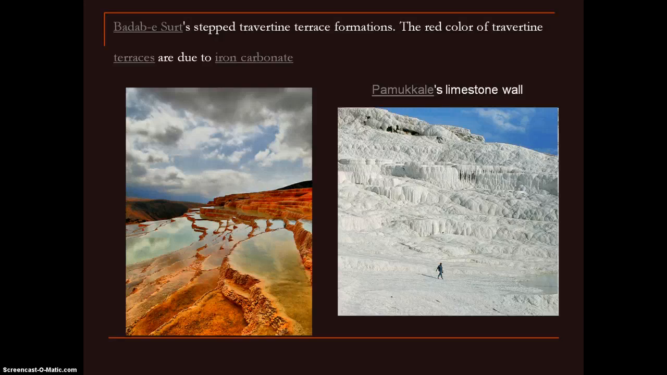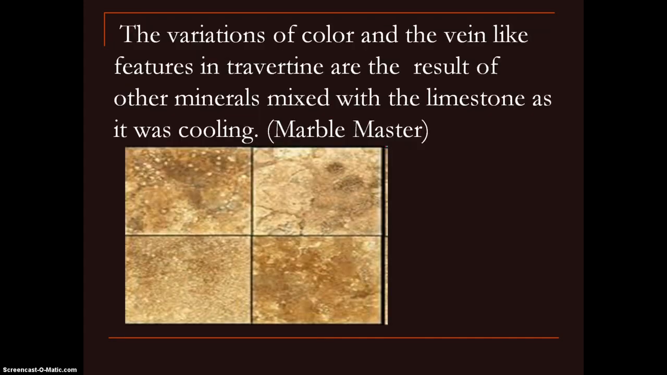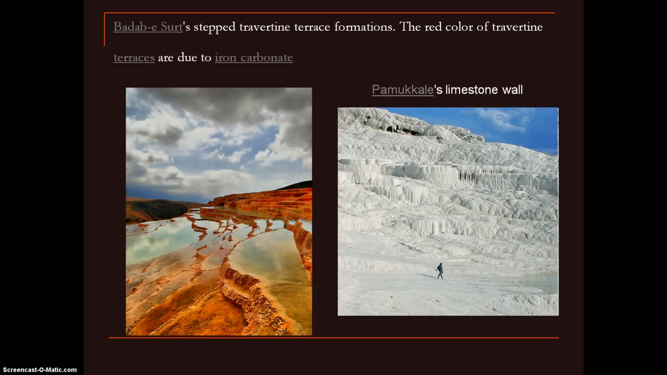So you can see that the picture on the left is a travertine formation. The red color has to do with the iron compound in it. And the second picture, on the right, is a limestone wall. The variations of color and the vein-like features in travertine are the result of other minerals mixed in with the limestone as it was cooling. Just like we showed in the last picture before that, because of the iron compound mixing with the travertine, it causes it to look red.